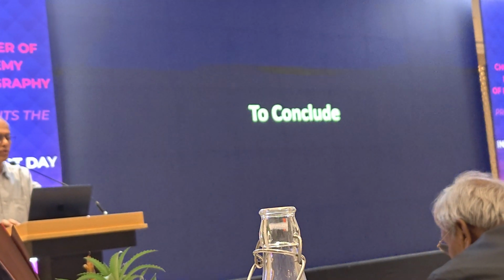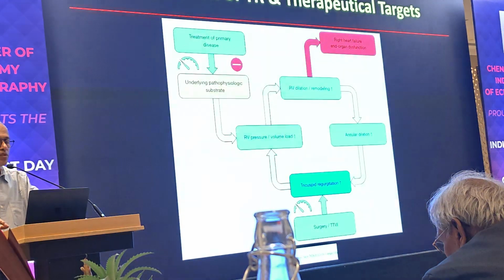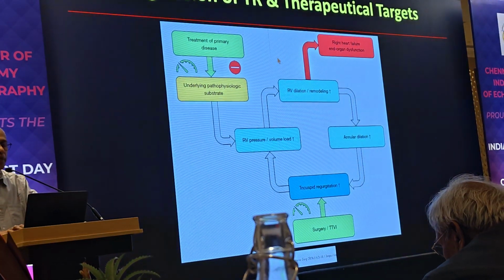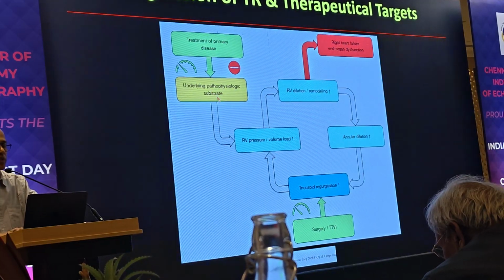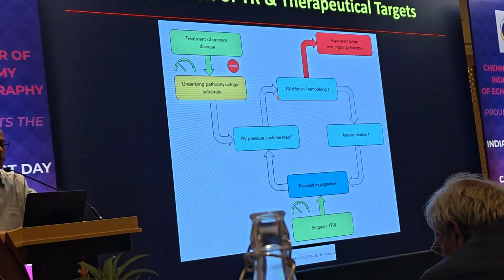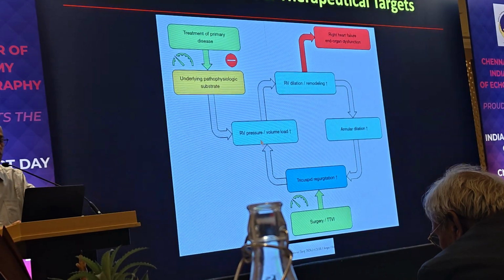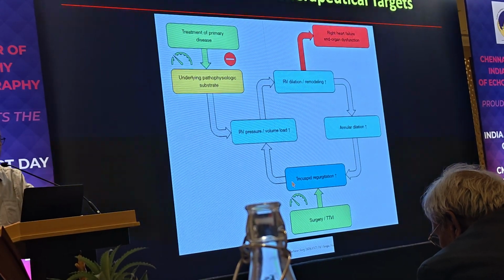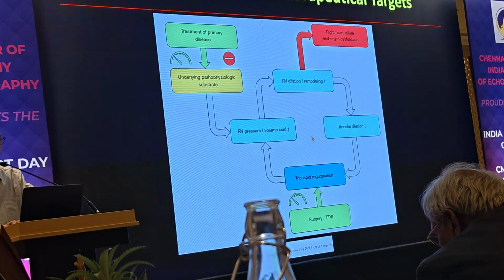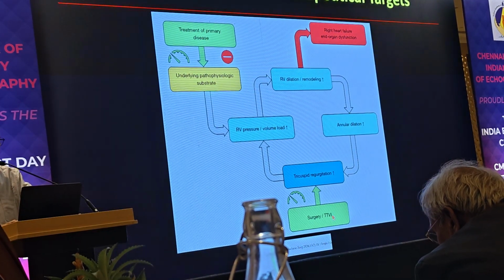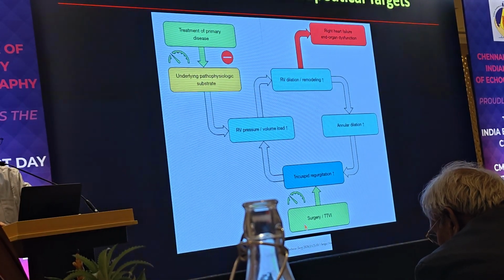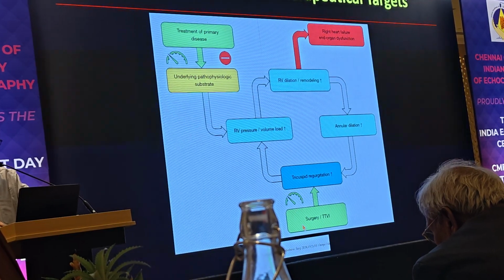So to conclude, to come to the last few ones, one has to look at the primary disease, and then you have the cycle which is there, look at the pathophysiology, look at the anatomy, the remodeling that takes place, look at the pressure, the volume overload, and how the TR happens, and then based on this, you have the right heart failure that's happening, and then you take a decision whether it's surgery or TTVI. So this is just an overall bird's eye view of what's happening and how you take a decision.